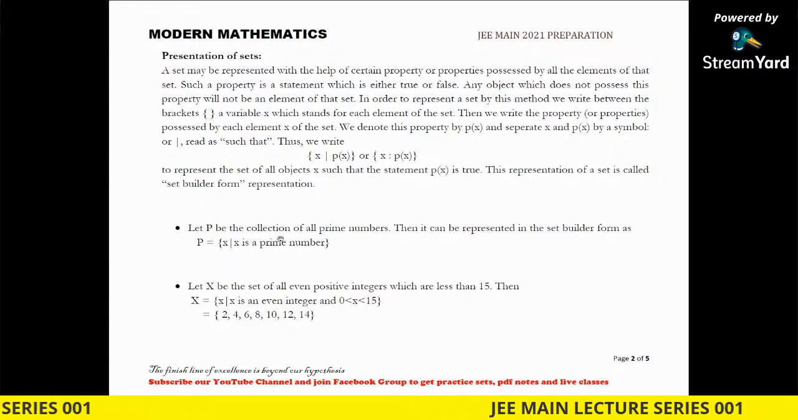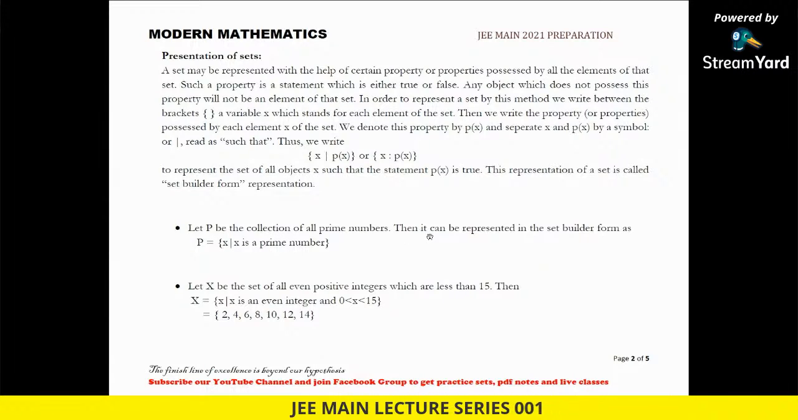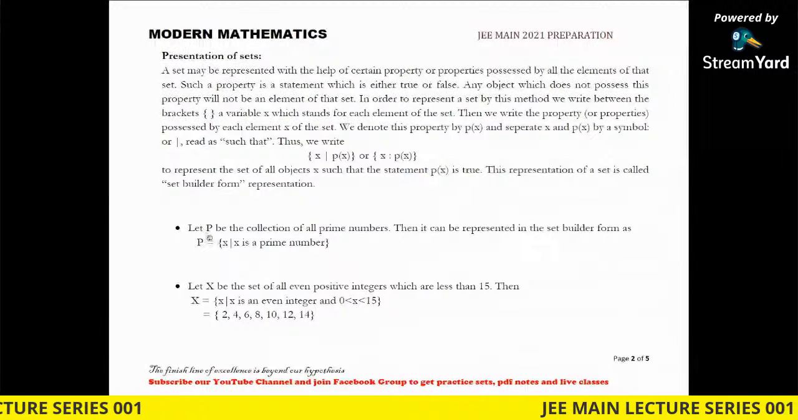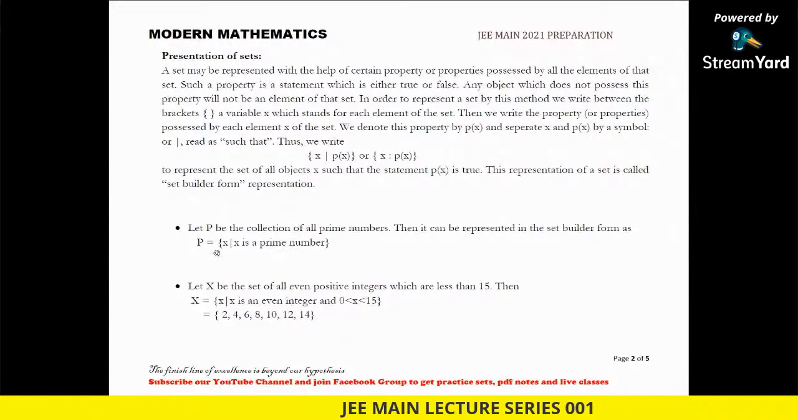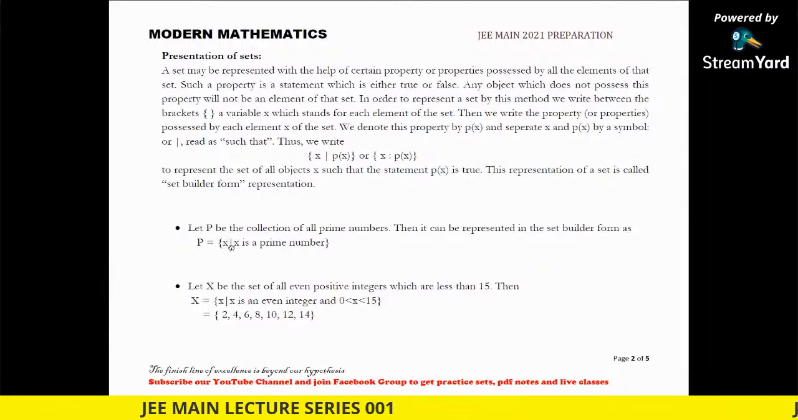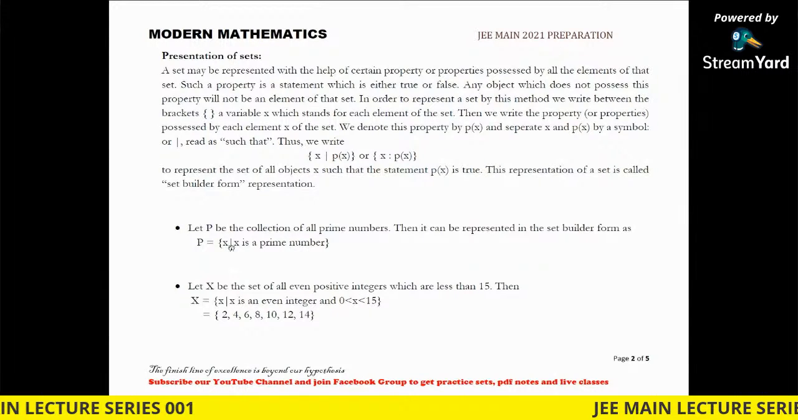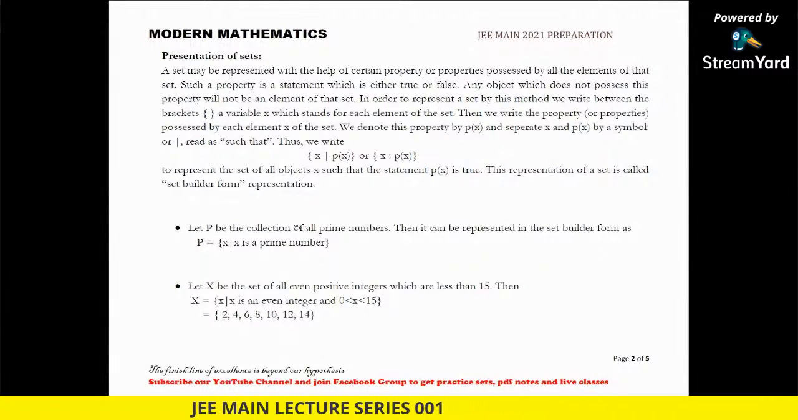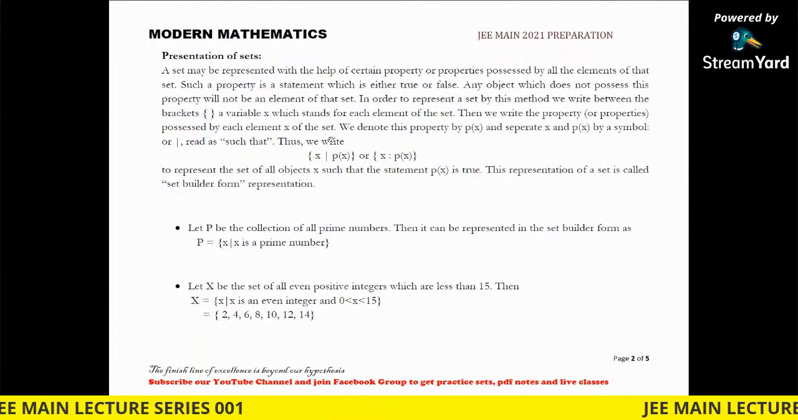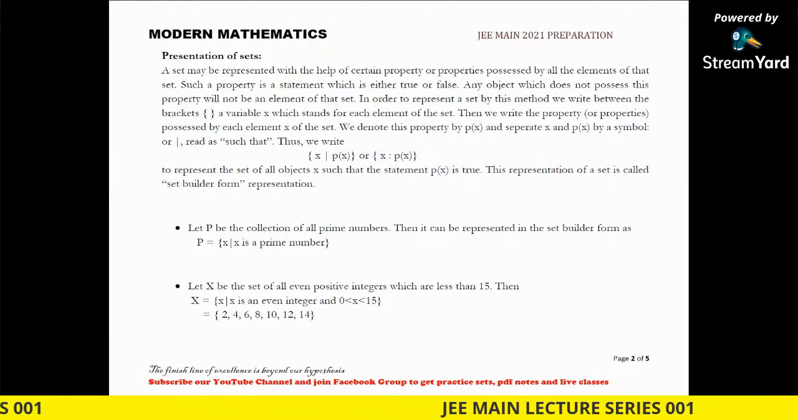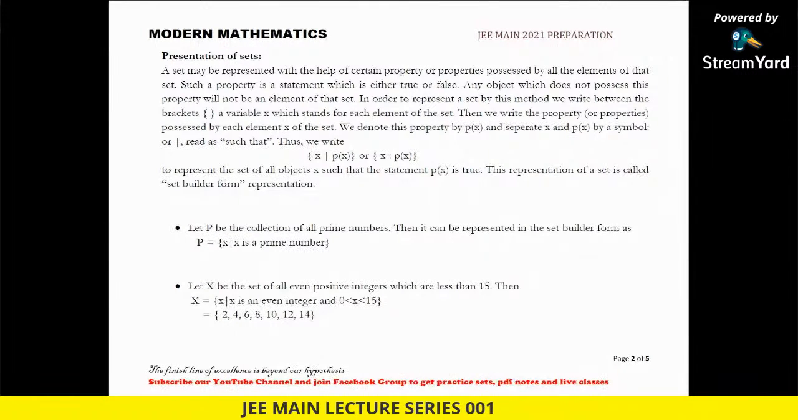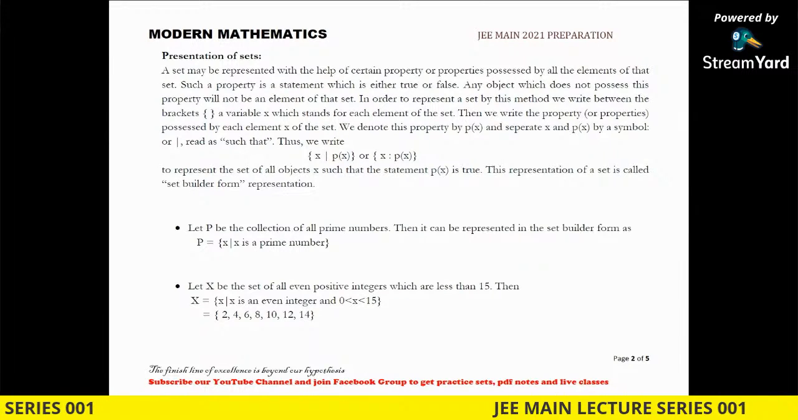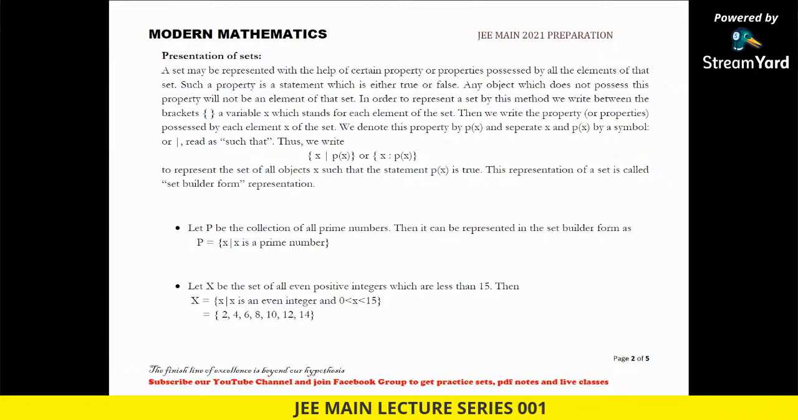There is an example: P is the collection of all prime numbers. It can be represented in set builder form as P. Here P is a set, denoted by a capital letter of the English alphabet, and x denotes all the members, all the objects of this set. Here the variable stands for each element; x takes all possible values satisfying this statement.